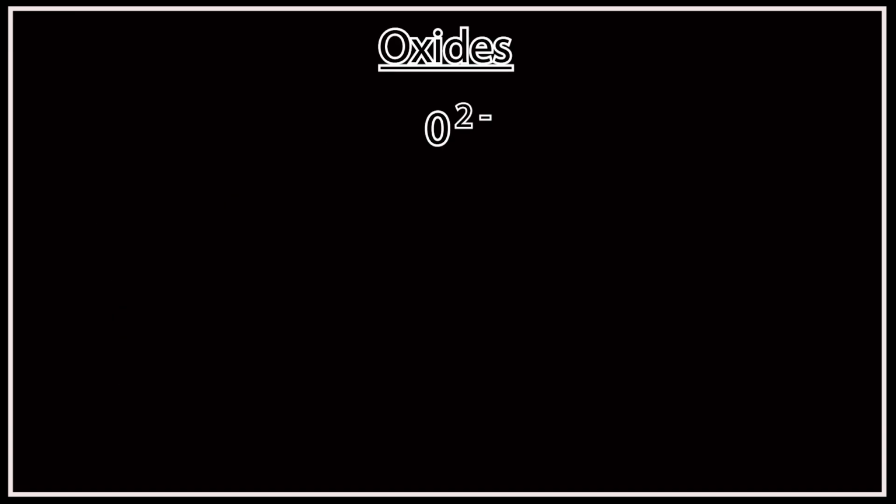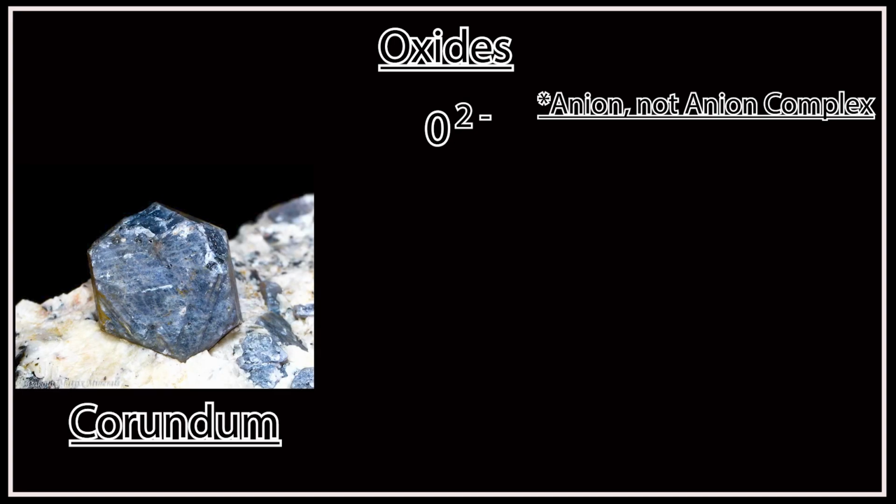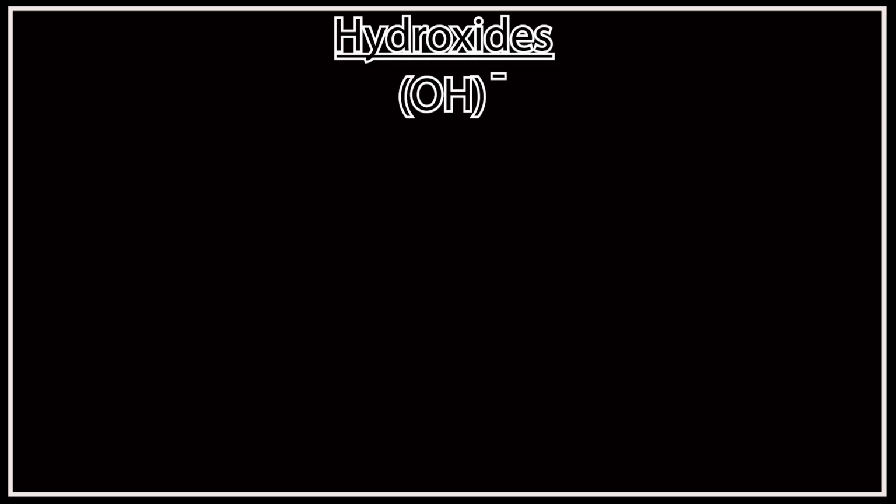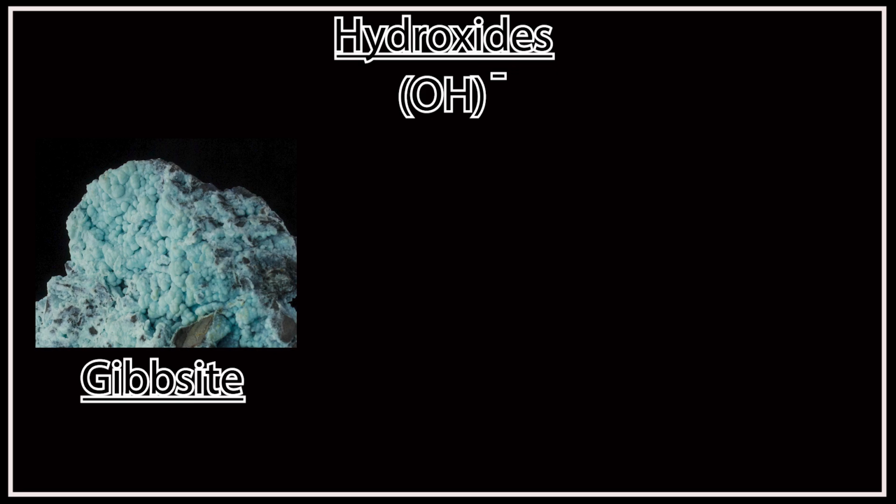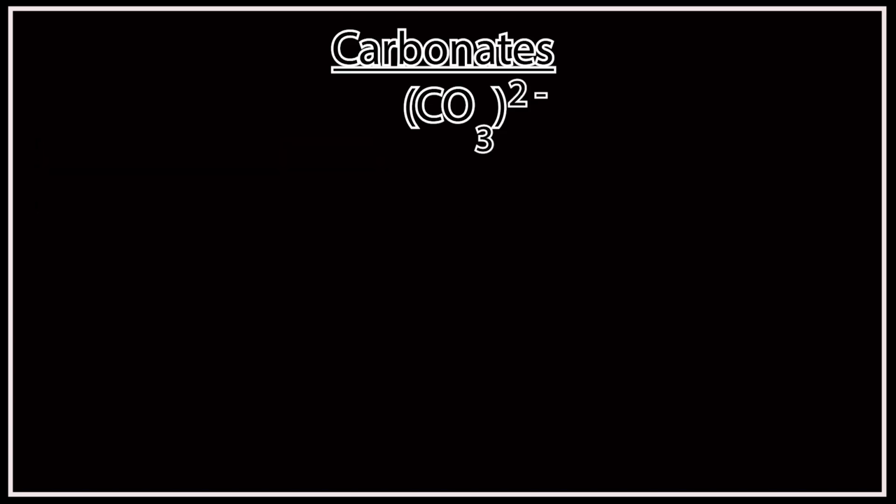The next group is oxides. Its anion complex is O2. A mineral example is corundum, and its chemical composition is Al2O3. The next group is hydroxides. Its anion complex is an OH group. A mineral example is gibbsite, and its chemical composition is Al(OH)3.